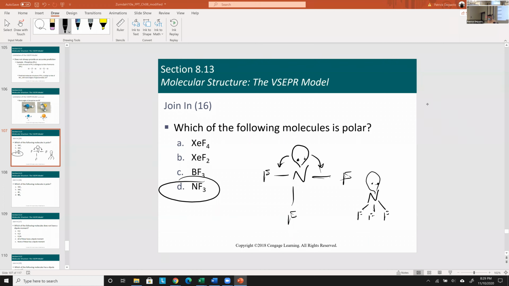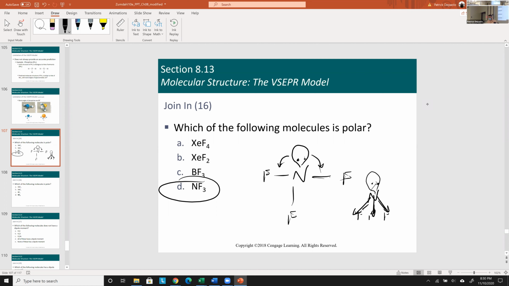So if it's trigonal pyramidal, and we're putting in the concept of polarity in here, meaning electronegativity differences, there is an electronegativity difference, a big one, between nitrogen and fluorine. But now we know it's not symmetrical anymore. So you're going to have an unequal pull of electrons in the direction of fluorine, meaning this molecule is polar.